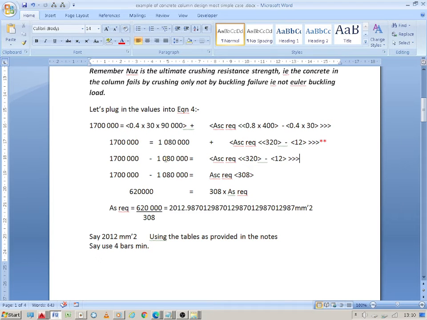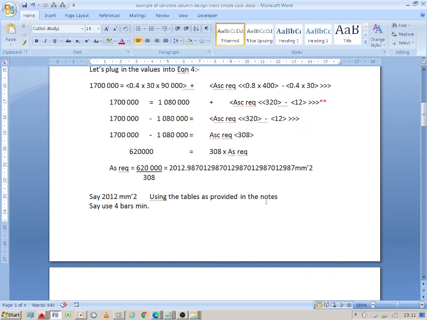1,700,000 minus 1,080,000 equals ASC required times 320 minus 12. 320 minus 12 is 308. 1,700,000 minus 1,080,000 is 620,000, so that means AS required equals 620,000 divided by 308, that's 2,013 millimeters squared.